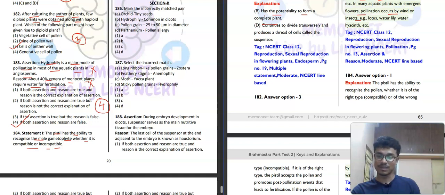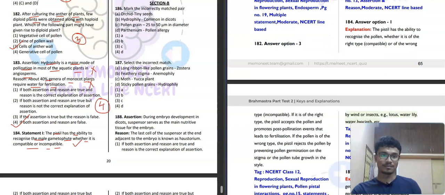Yes, this statement is absolutely correct, because the pistil has the ability to recognize the male gametophyte, and this is decided by whether it is compatible or incompatible. You can also see the explanation: the pistil has the ability to recognize pollen, whether it is the right type, compatible, or the wrong type, incompatible. If it is the right type, then the pistil accepts the pollen and promotes post-pollination events. That is just the second statement. And if the pollen is of the wrong type, the pistil rejects the pollen by preventing pollen germination on the stigma or pollen tube growth in the style.